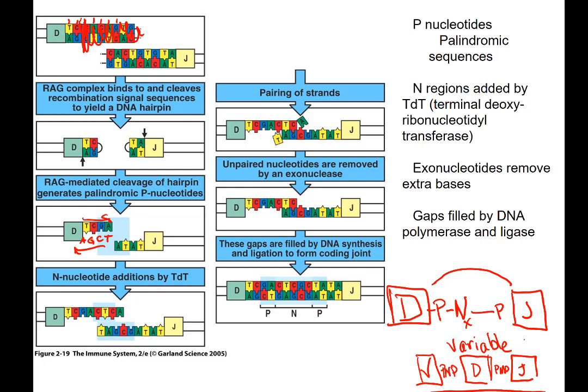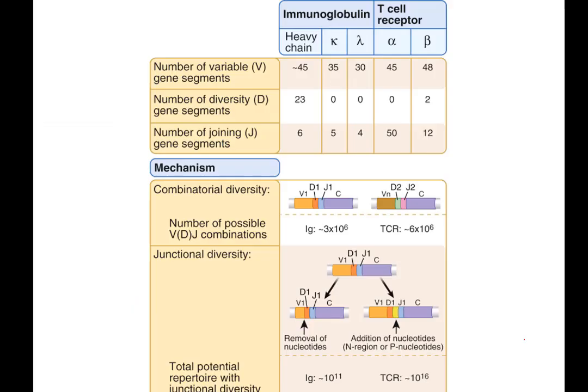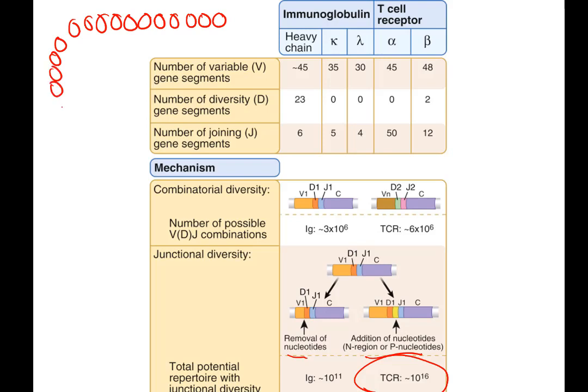Okay, so let's look at this. The book talks about this. Once we add removal of nucleotides and addition of P nucleotides, we can get a TCR up to 10 to the 16th. Let's do 10 to the 16th. 10 to the 16th is 1, 2, 3, 4, 5, 6, 7, 8, 9, 10, 11, 12, 13, 14, 15, 16, right? I don't even know how many that is. I call it a buttload.